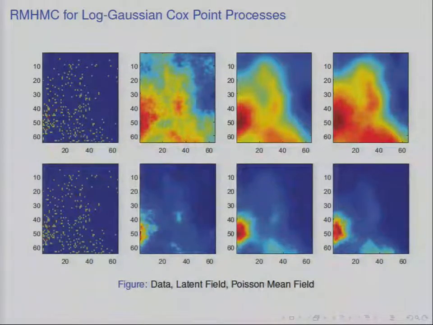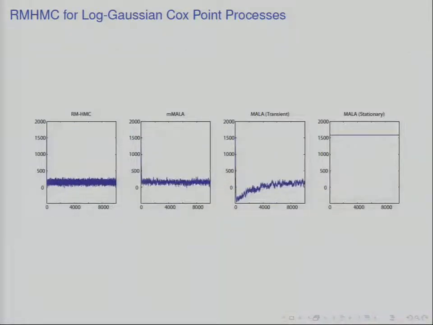And here are the posterior means that we obtain when we actually sample the latent field. And we do a pretty good job. Okay, that looks like a nice picture. But here's some of the problems.